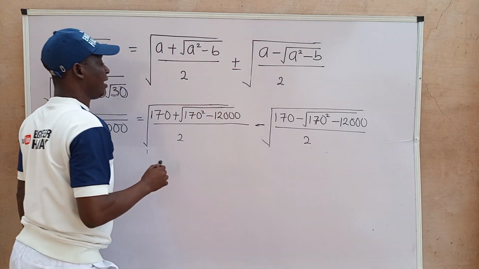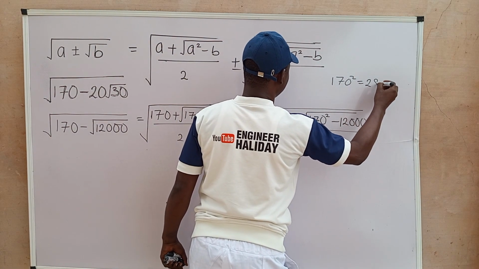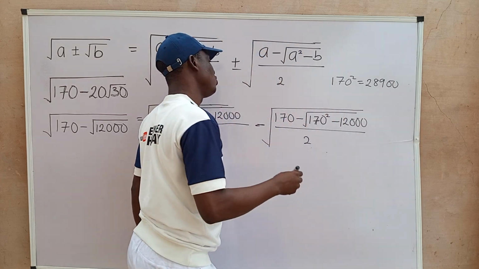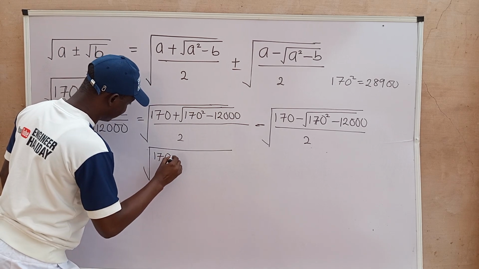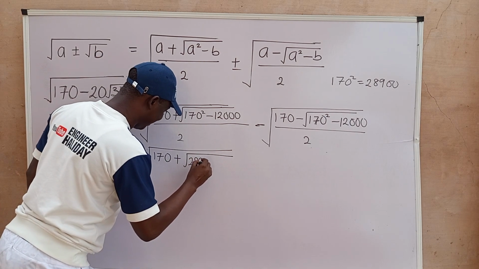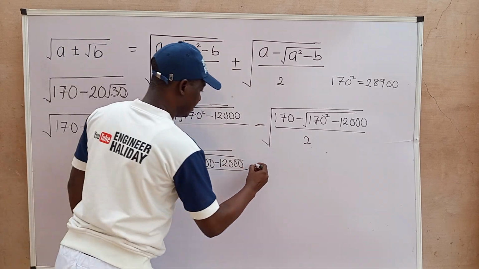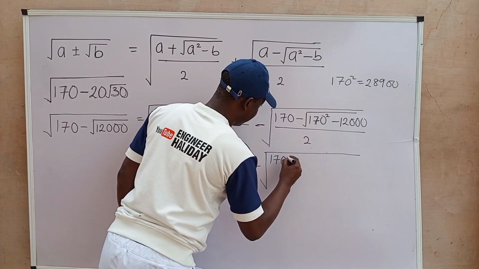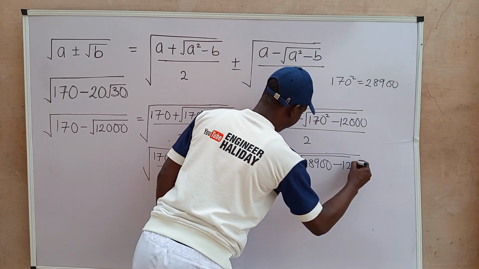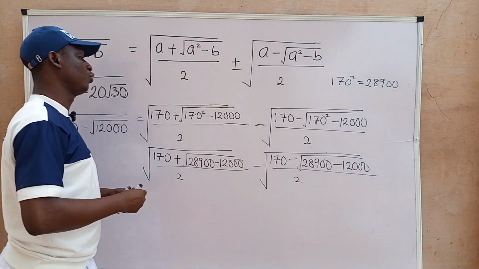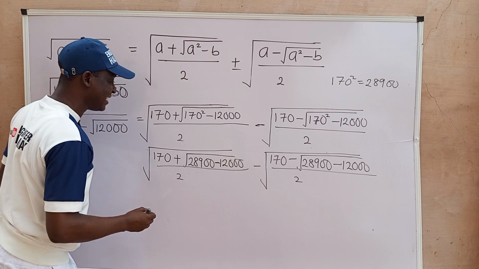So let us break it down now to get our final answer. Now, what we want to have is 170 square, which is 28900, because 17 square is 289, then 20 at the back. Then you are going to have square root of 170 plus square root of 28900 minus 12,000, then divide by 2. Similarly, the same thing here: 170 minus square root of 28900 minus 12,000 divided by 2. So once we do that, don't forget 28900 minus 12,000 will give us 16900.